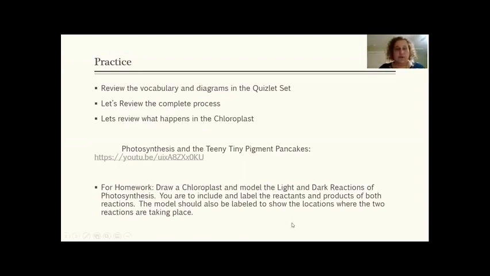All right, so your homework is to draw a chloroplast and model the light and dark reactions of photosynthesis. I'd like you to include the light reaction and the dark reaction. Please identify where they're taking place, label your reactants and what is happening in each one of those reactions. And we're going to do a little review. Let me do the stop share. Okay.